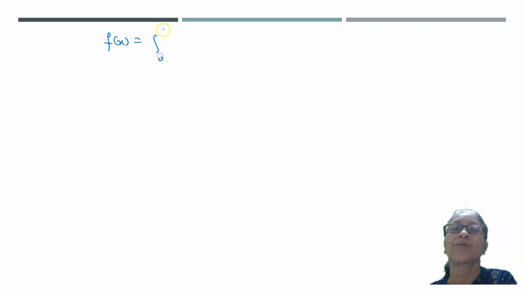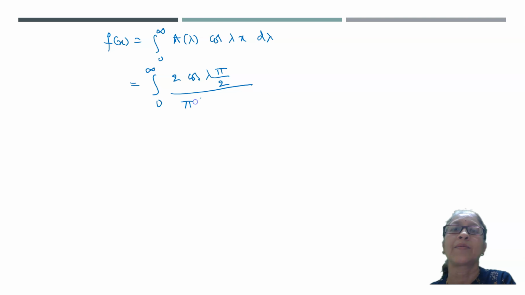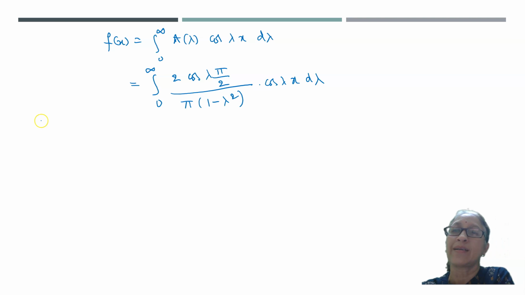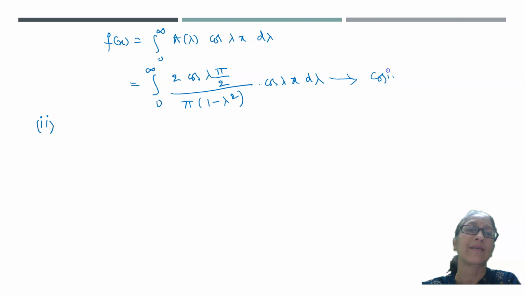Now f(x) equals the integral from 0 to infinity of A(lambda) cos(lambda x) d lambda, which is equal to the integral from 0 to infinity of 2 cos(lambda pi by 2) upon pi into (1 minus lambda square) into cos(lambda x) d lambda. This is the required integral. Now we have to find the sine integral. This was the cosine integral.